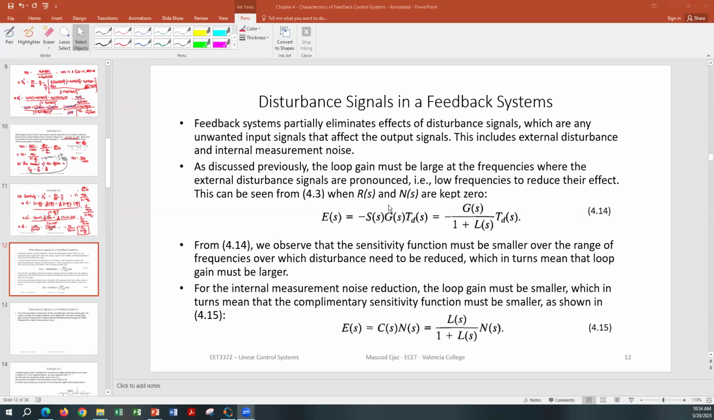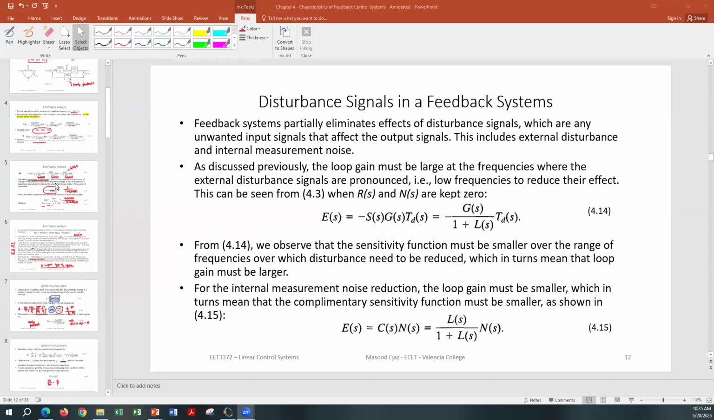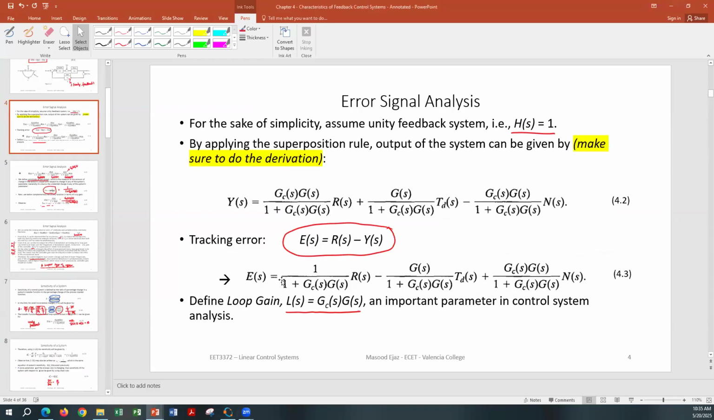So the error signal only because of the disturbance signal can be given by that expression, negative S(s) G(s) T_d(s). That expression is coming from the previous slide, number 4. If we only want to look at the error signal due to the disturbance signal, we keep R(s) and N(s) to be 0. It is G(s) over 1 plus G_c(s) G(s), and 1 plus G_c(s) G(s) is, of course, the loop gain.